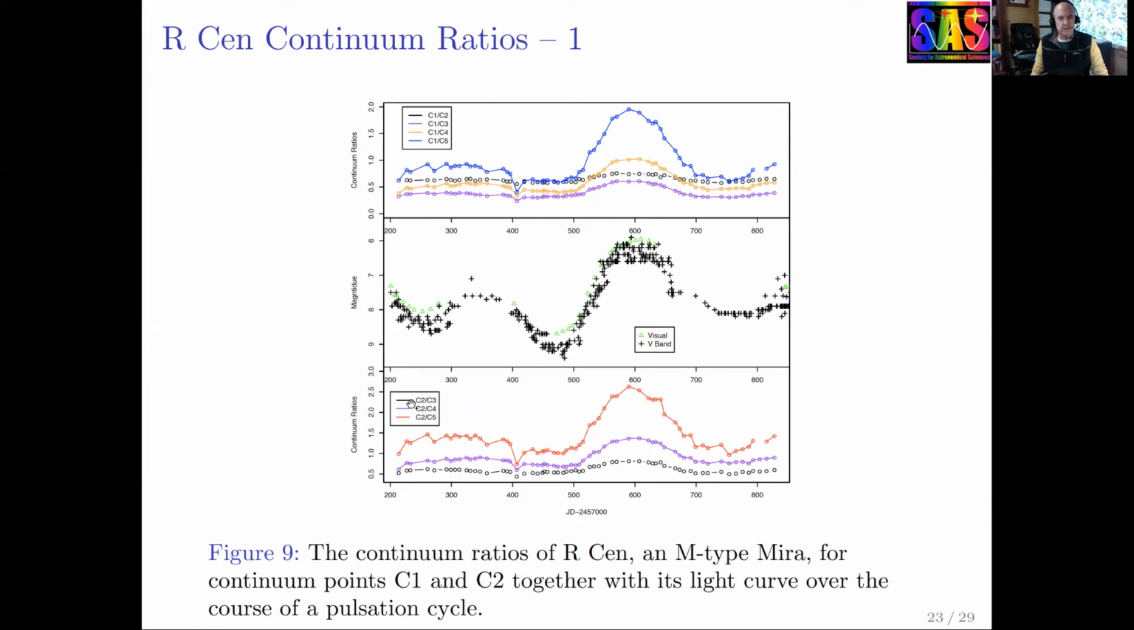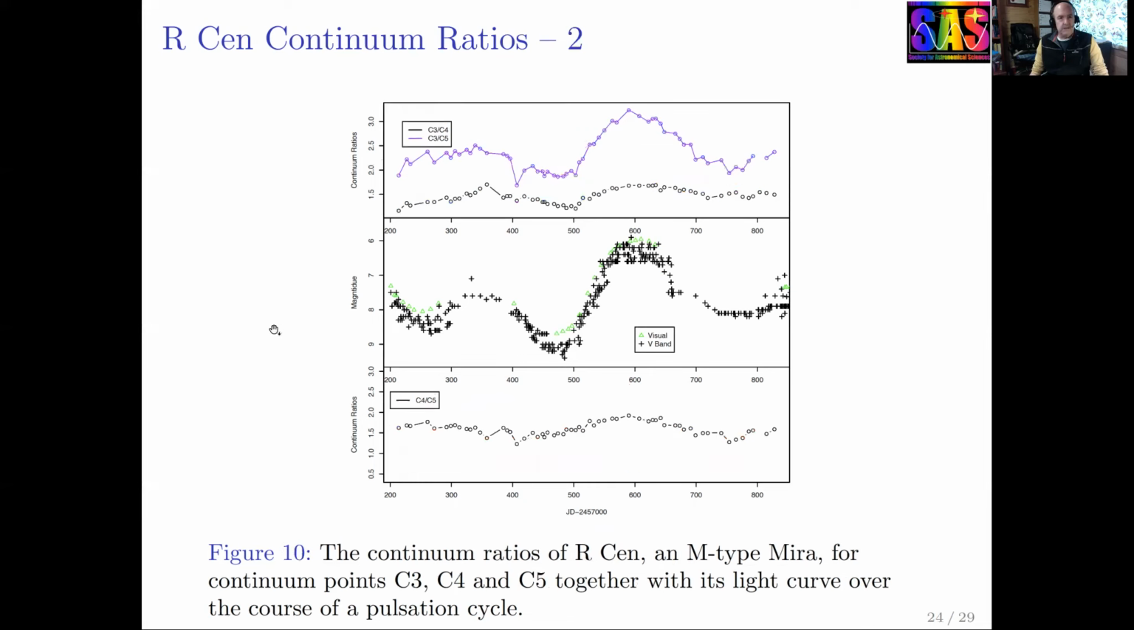Going to the ones with C2 against C3, 4, and 5, that's these ones here. Again, very flat across this period here, and only a real rise when you get to that period there. So this is C3 against 4 and 5. Again, very flat in here, with a rise over that period there when we come to the maximum, and C4 against C5, and that's very flat. So in this particular star, it looks like the wing ratios are the ones to use.